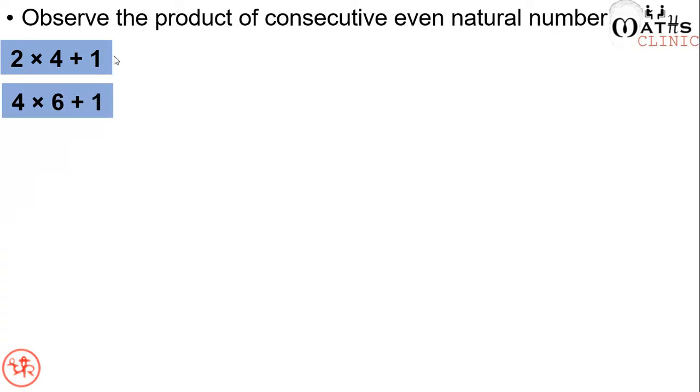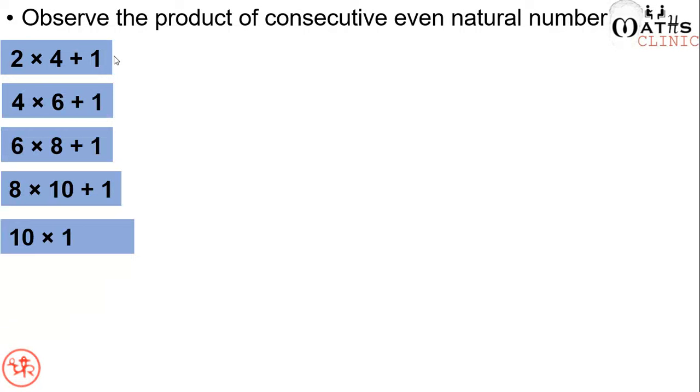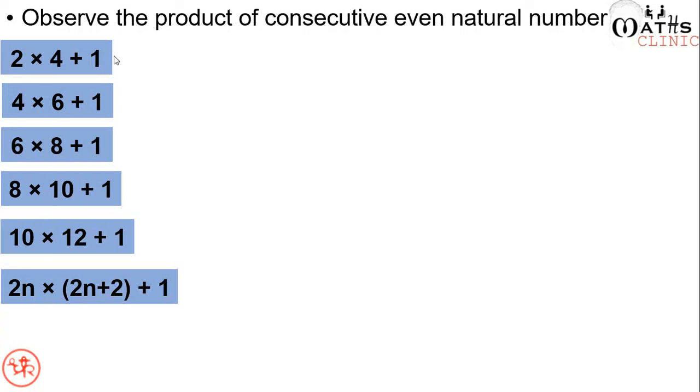Observe the product of consecutive even natural numbers. Jaise pichli pattern 4 aapne dekha hai, usi aadhar par ye pattern 5 hai. Okay, these are two consecutive even natural numbers, kaun se hain? 2 and 4 plus 1 kitna hoga? Tell me. 2 and 4 plus 1. Okay, uske baad next natural numbers kaun se aayenge? 4 and 6 plus 1. Next 6 into 8 plus 1. Next 8 into 10 plus 1. 10 into 12 plus 1. 2n into 2n plus 2 plus 1.